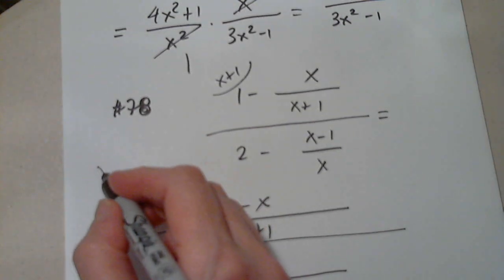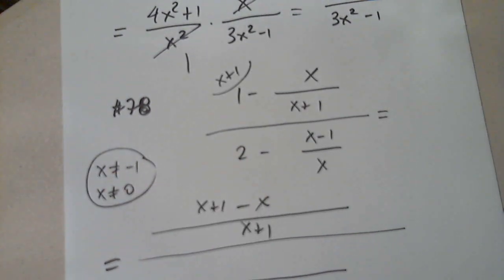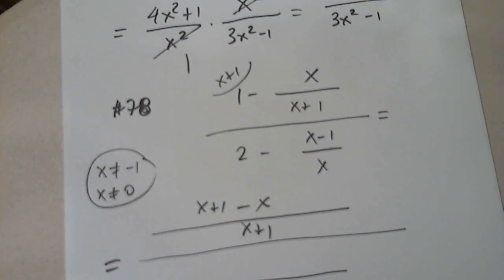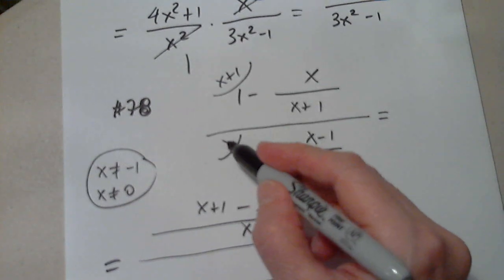And of course we have to write that x does not equal negative 1 and x not equal 0 for sure, because these are two denominators. They cannot be 0. Good. What next? What is the least common denominator in the denominator? Right, so there is only one. Very good. So I need an x here.